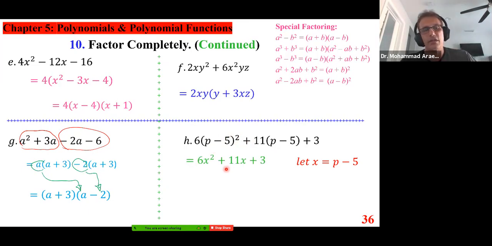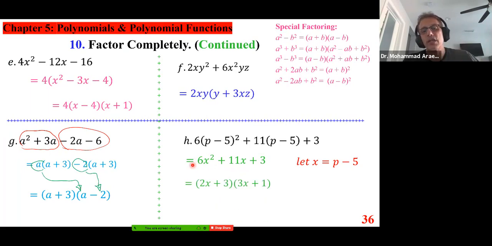There are 3 different methods. Again, I've discussed that in my PowerPoint. You can go back to it. But this is fairly easy because 3 is a prime number. I mean, you have no choice but to go with 1 and 3. You just have to split the 6 into 2 pieces, 1 and 6 or 2 and 3. So by trial and error, you do this.